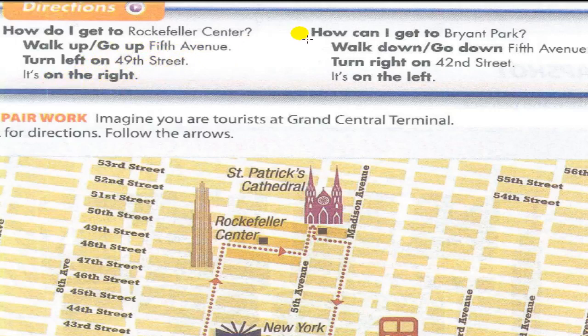How can I get to Bryant Park? Walk down Fifth Avenue. Go down Fifth Avenue. Turn right on 42nd Street. It's on the left.